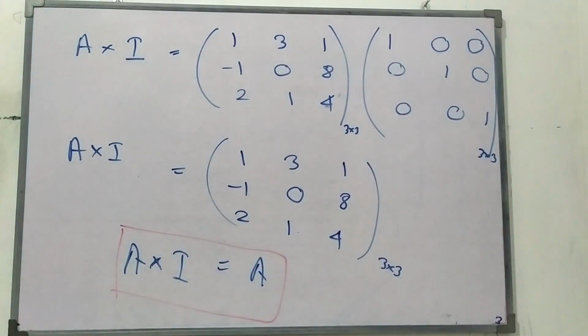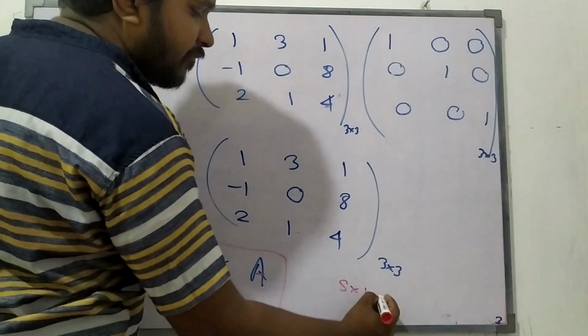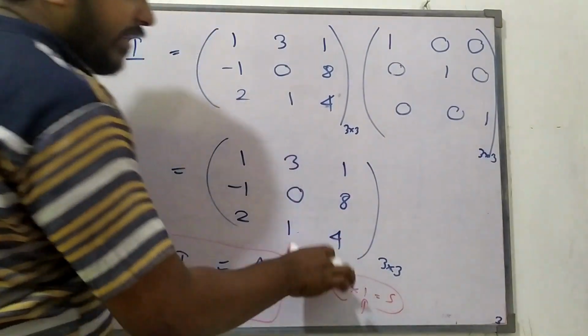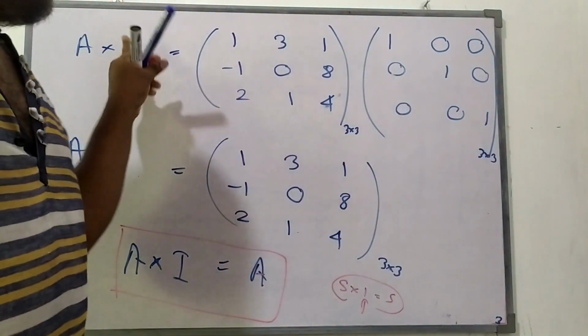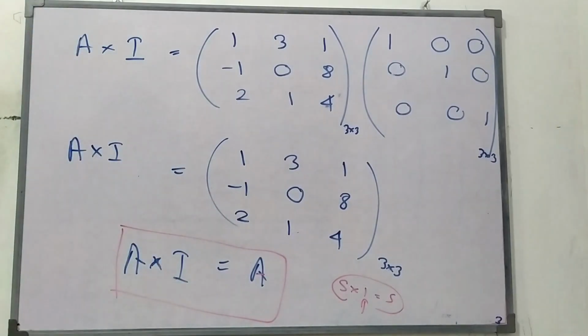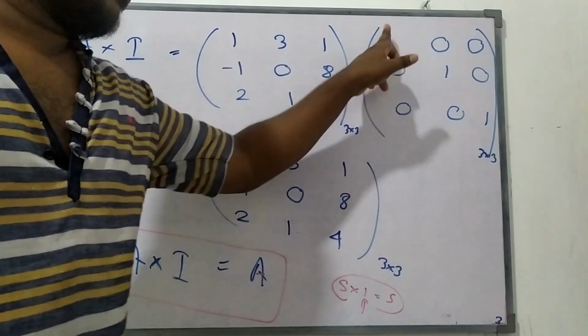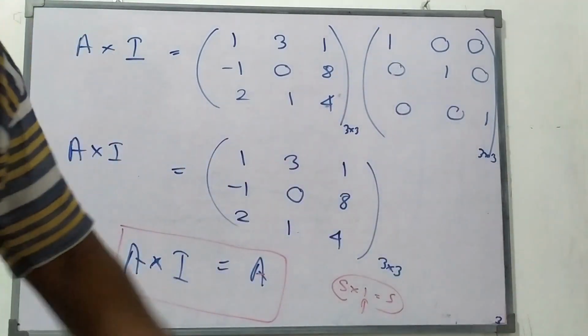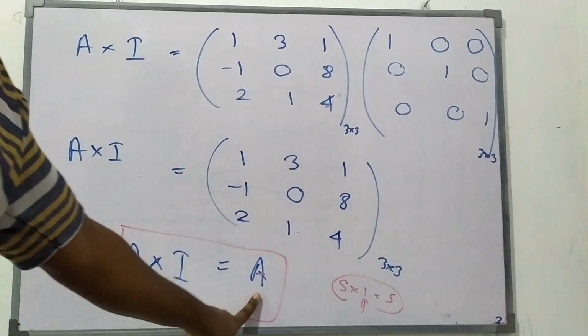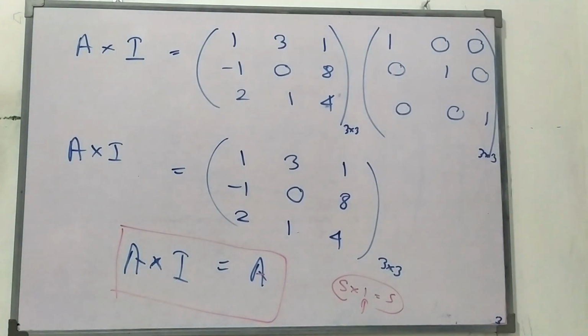Identification, right? So actually, if you multiply some matrix by its own identity matrix, the answer will be the same. So identity means only one, no? 5 into 1 is 5, no? So likewise, 1 is the identity element of numbers. That is, the identity matrix of any square matrix, right? So the order should be the same. If it is a 3 by 3 matrix, you have to select the 3 by 3 identity matrix. If you have a 2 by 2 matrix, you have to select the 2 by 2 identity matrix. So likewise, if it is A into I, then the answer will be A. Very important identification.